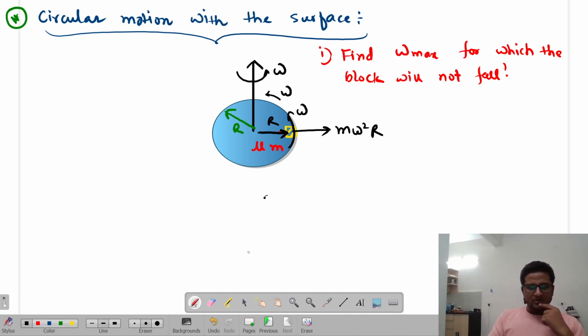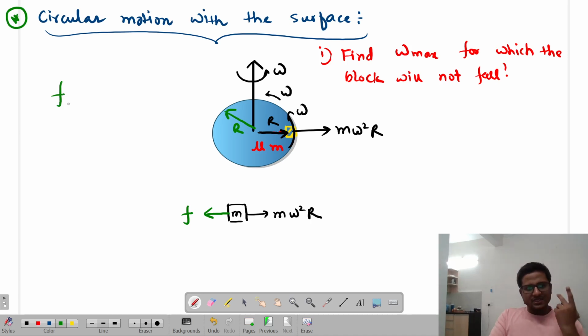So see this, this is my mass m, feeling a centrifugal force outside, which is m omega square r. So there must be some frictional force present. Basically, this frictional force must always be greater than or equal to m omega square r. Then only the particular thing will never fall.